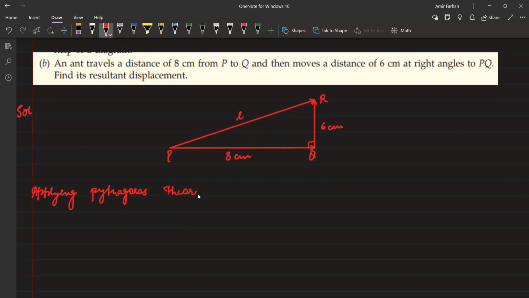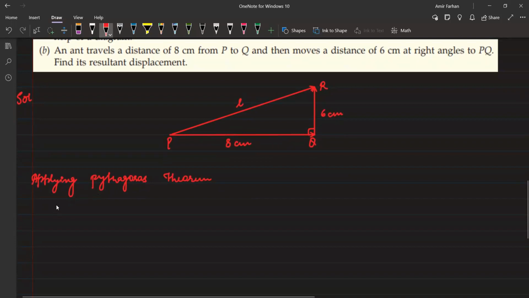So 8 plus 6, it's 14. PR square equals PQ square plus RQ square. Hypotenuse is 14 centimeter. Very good.